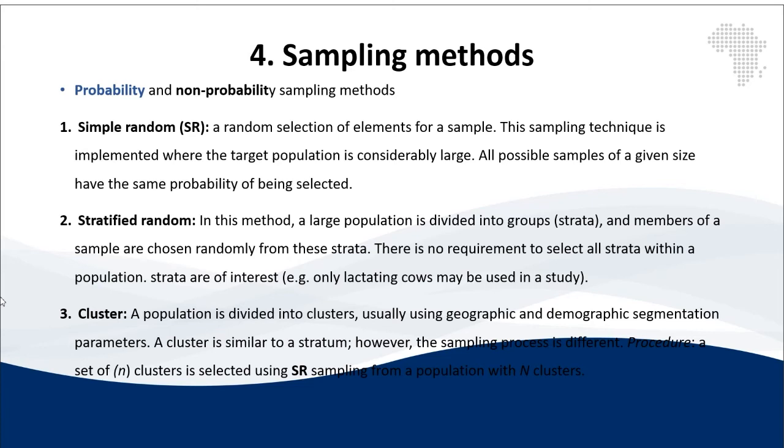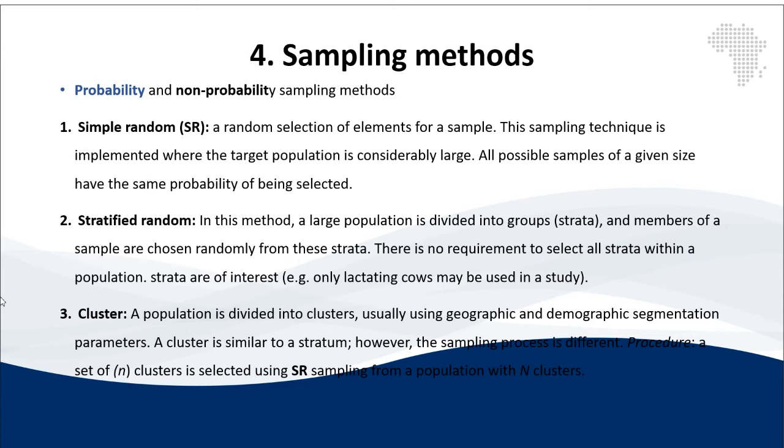The third one is the cluster sampling method, wherein the population is divided into clusters, usually using geographic and demographic segmentation parameters.